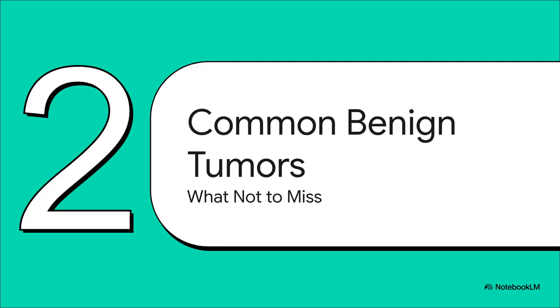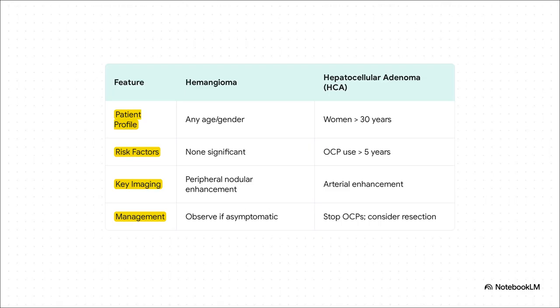Well, before we jump to the C word, you have to know the common benign players inside and out. Seriously, being able to recognize their classic features can save your patient a ton of worry and a whole lot of unnecessary procedures. This is a great way to think about it. We're building two distinct pictures here. First, you've got the hemangioma. Just think of it as a benign tangle of blood vessels. That's why in imaging, you see this classic slow peripheral nodular enhancement. The contrast is just slowly working its way through that tangled web.